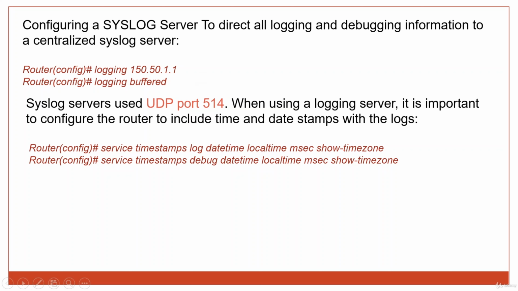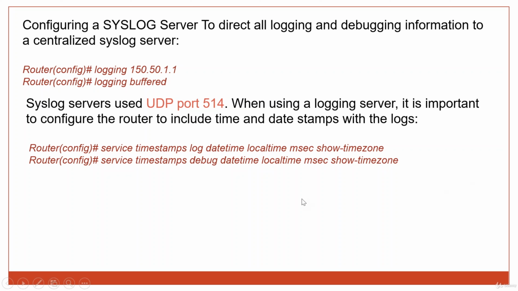Now, once we do that, they are using the syslog messages or syslog server. The communication channel is over UDP port number 514. So if in between we have any ACL or any firewall blocking this port, we should unblock it.